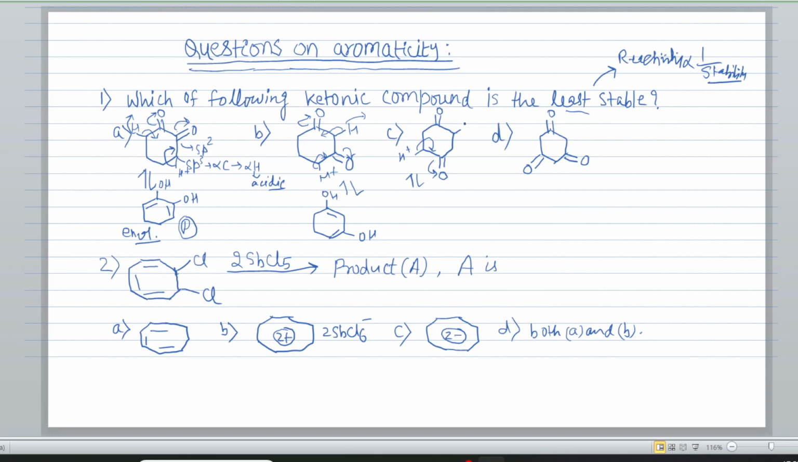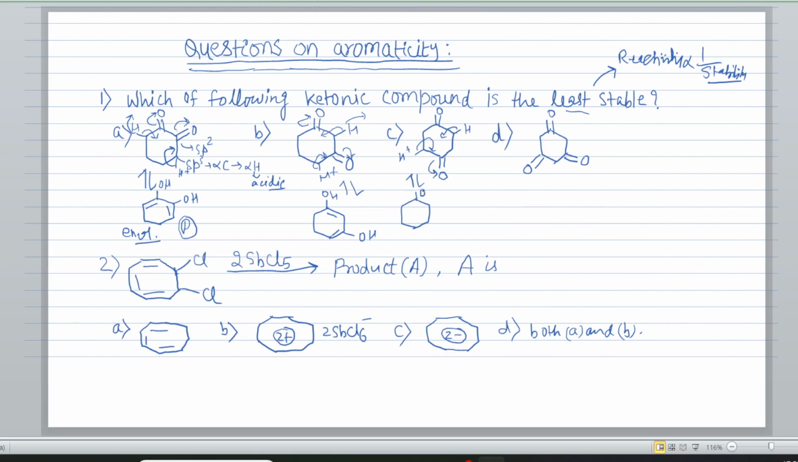Likewise, we can remove hydrogen from here. Carbon-carbon double bond will be formed and this pi bond electron will go to oxygen to form negative charge and once again this negatively charged oxygen will get H plus ion to form OH group. So its corresponding enolic form will be like this.